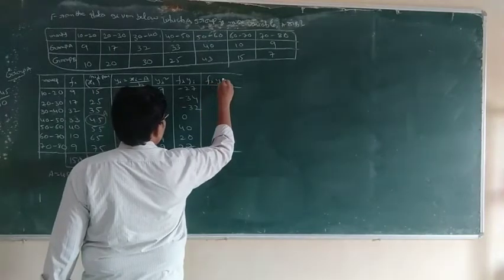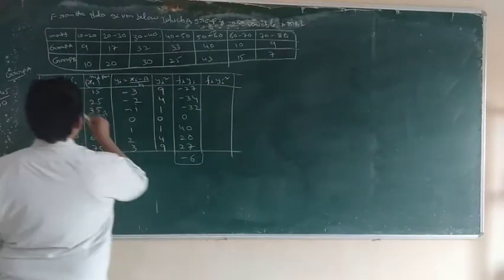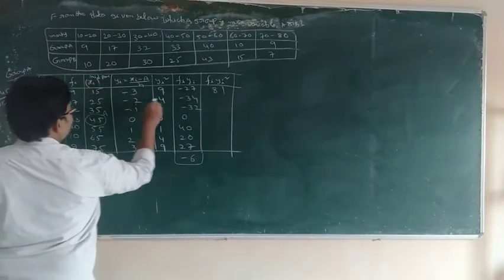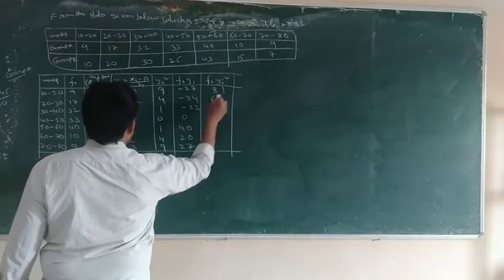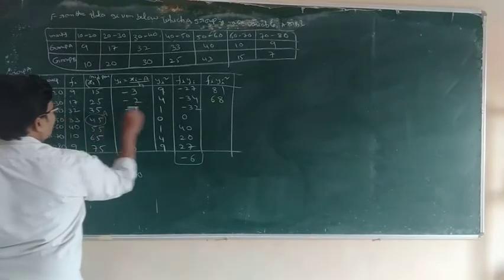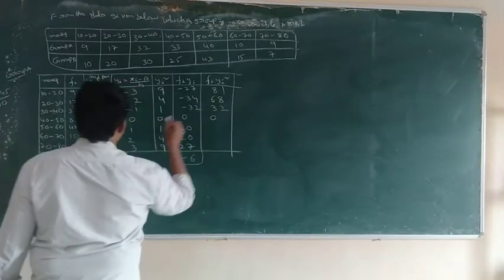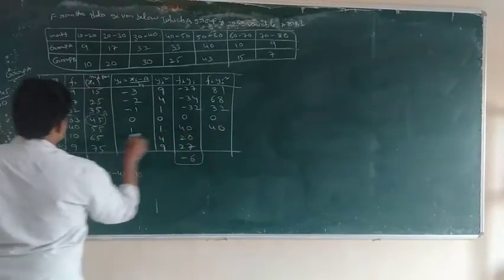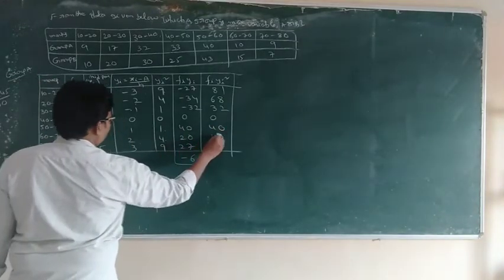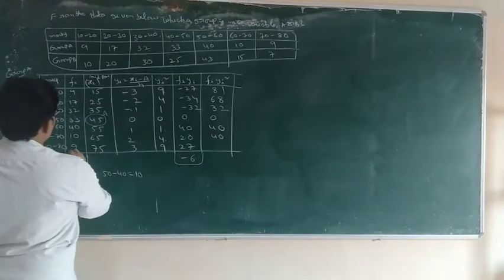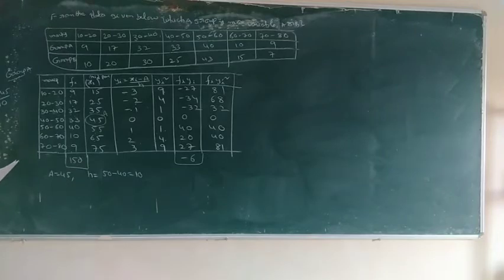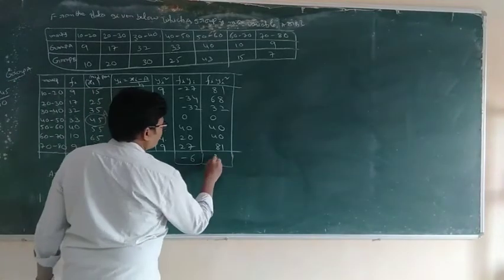Next, fi into yi square. 9 into 9, 81. 17 into 4, 68. Next 32 into 1, 32. 0. Next 40 into 1, 40. Next 10 into 4, 40. Next 9 into 9, 81. So 81, 68, 32, 0, 40, 40, 81. The total is 342.